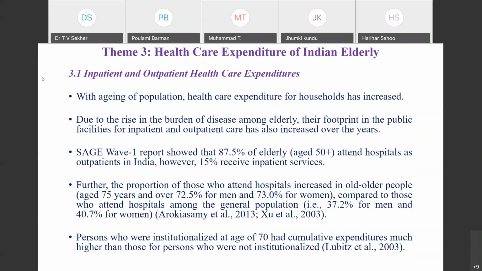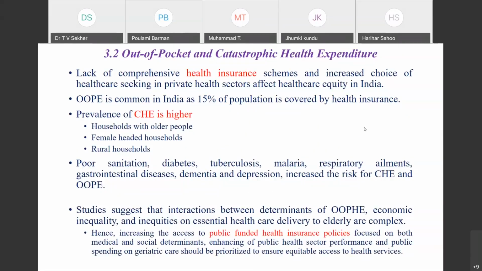The proportion of those who attend hospitals has increased in old people compared to those who attend hospitals among the general population. With respect to out-of-pocket and catastrophic health expenditures, as there is a lack of comprehensive health insurance schemes, there is increased choice of healthcare seeking in private health sectors that affects healthcare equity in India. The prevalence of catastrophic health expenditure is higher among households with older people, households headed by female members, and rural households.